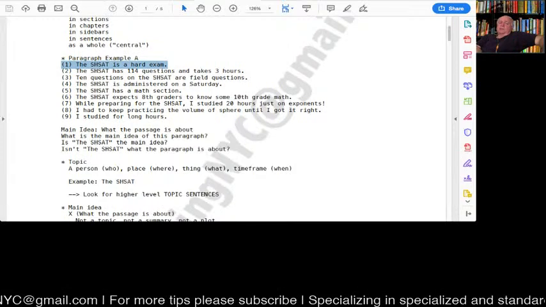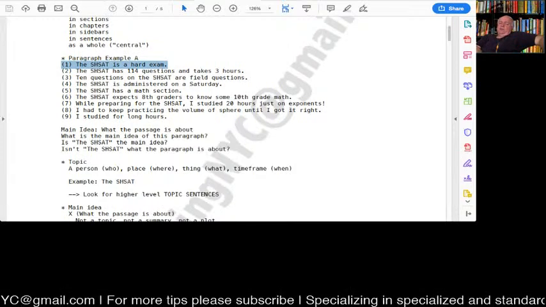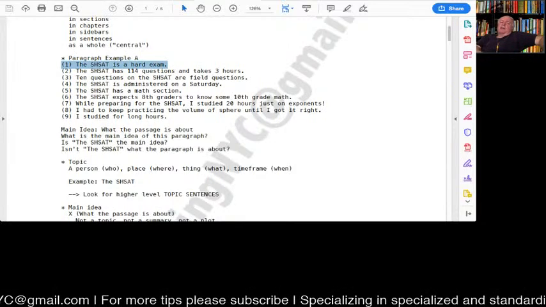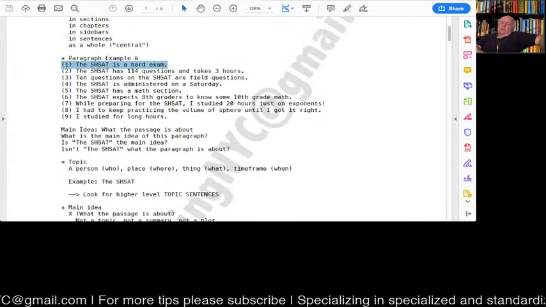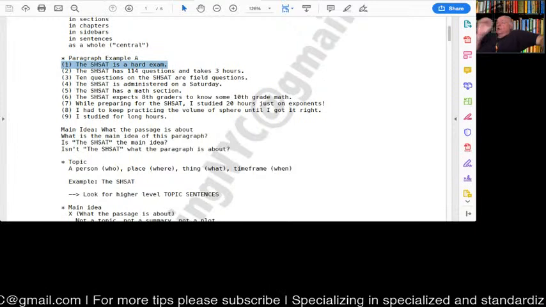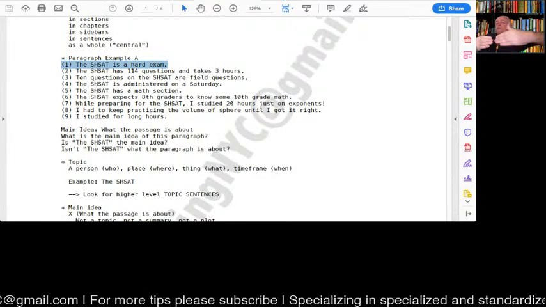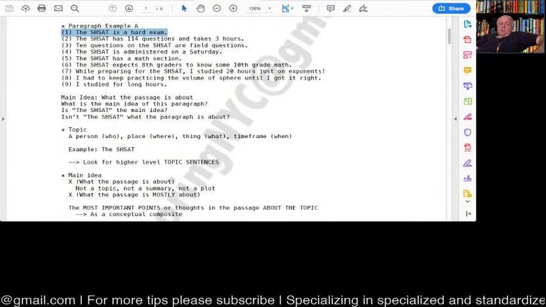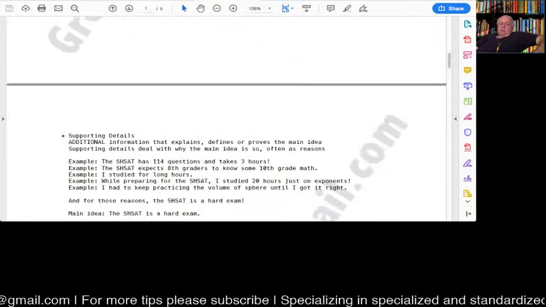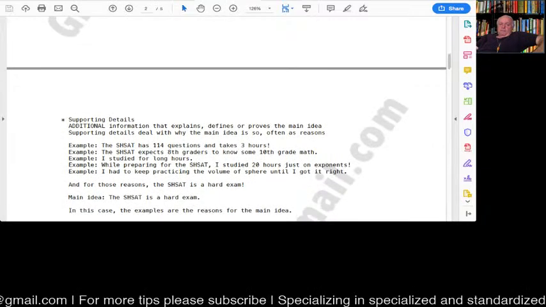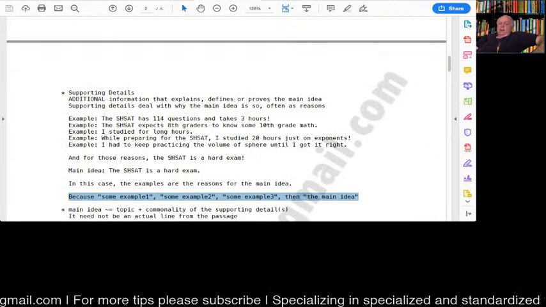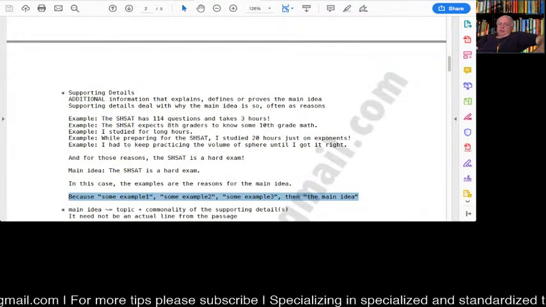Again, a conceptual composite. Now that sentence 1 is there, I need to go and prove it. Even if you synthesize it, you still need to go and prove it. You're going to come up with a thought about what the main idea is. Now find things that prove it using this kind of technique I'm showing here, where you use this because stuff, right? Because I studied all night, the SHSAT is hard, that kind of thing.